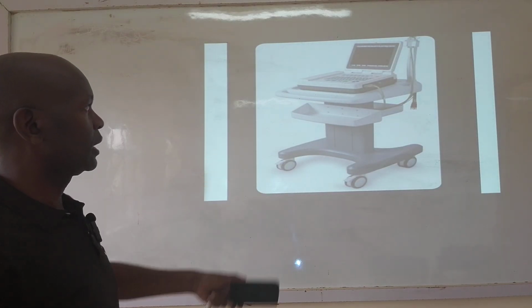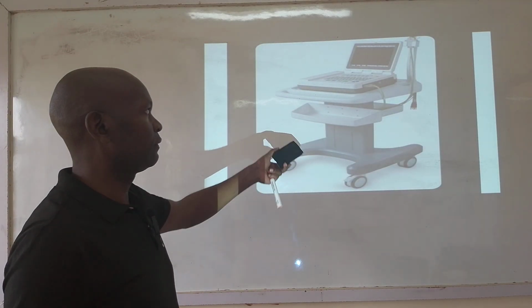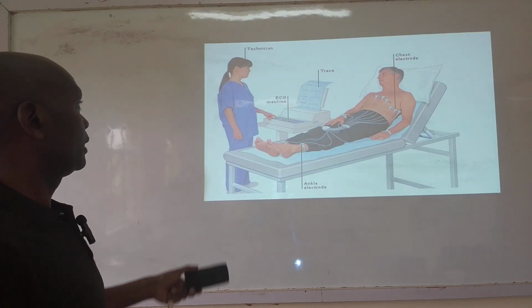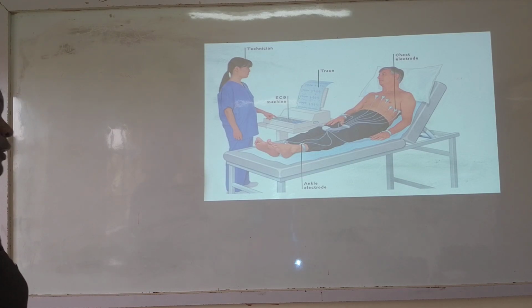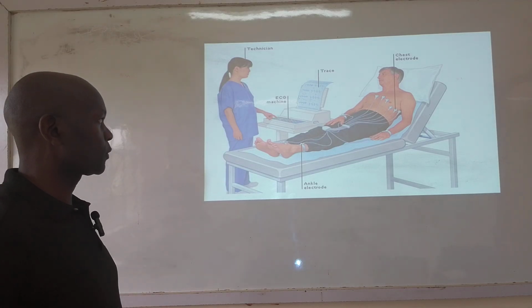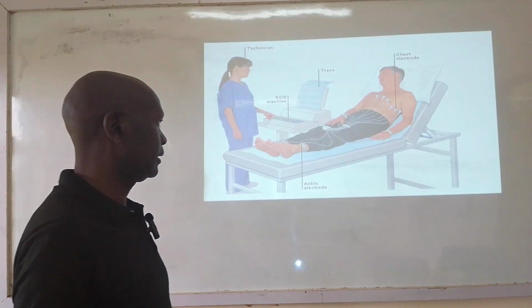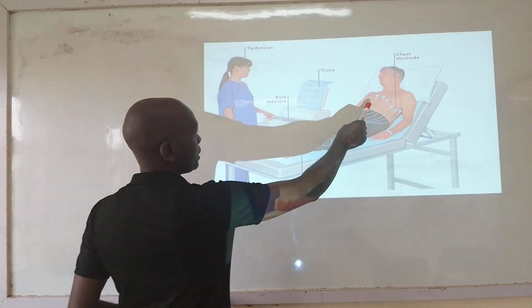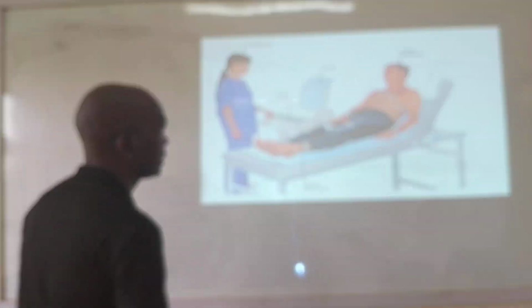An ECG looks like this. This is the machine itself. So that is how an ECG looks like. And this is the procedure of how to do an ECG. The patient is placed on the bed, and then the electrodes are connected. What you are seeing here are the electrodes.